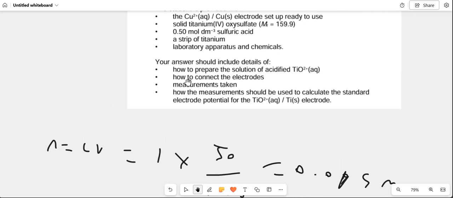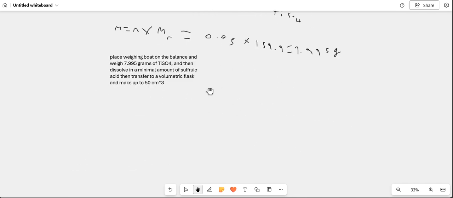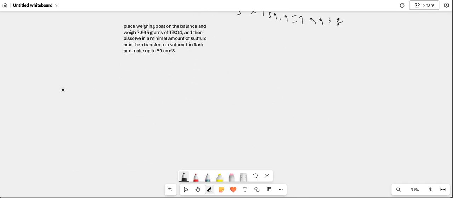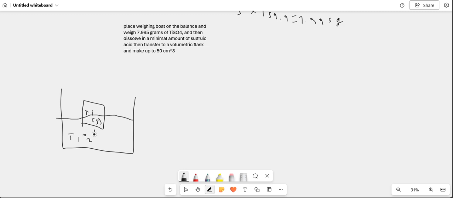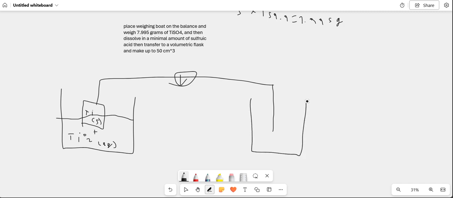It asks for a labelled diagram as well. Show how to connect the electrodes. So to connect the electrodes, you need to just show the situation. Obviously you've got the titanium electrode there, so that's TiS solid. You've got that submerged in the TiO2+ ions solution, aqueous ions here. That's down there, that's aq. And then you've got the voltmeter, obviously, that's connecting it. So put V over here and put that into the second part there.